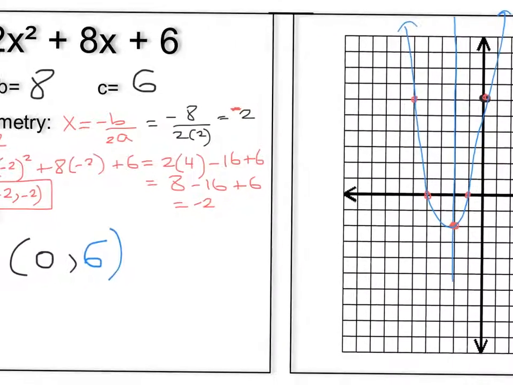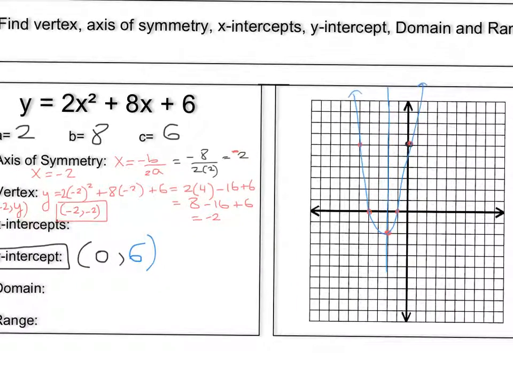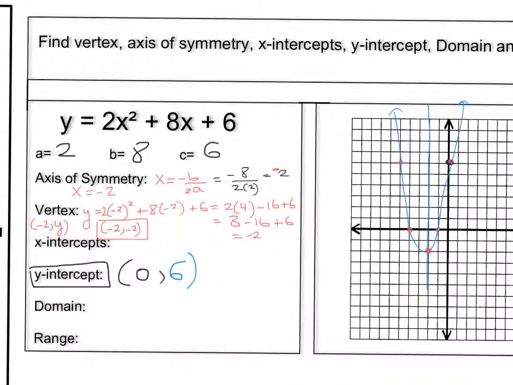Now let's find the x-intercepts from the graph. So far the x-intercepts have been pretty points that I can see on my graph. So it's negative 1 and 1, 2, 3, 4 and negative 4. So my x-intercepts are going to be (negative 1, 0) and (negative 4, 0). These are my two x-intercepts.